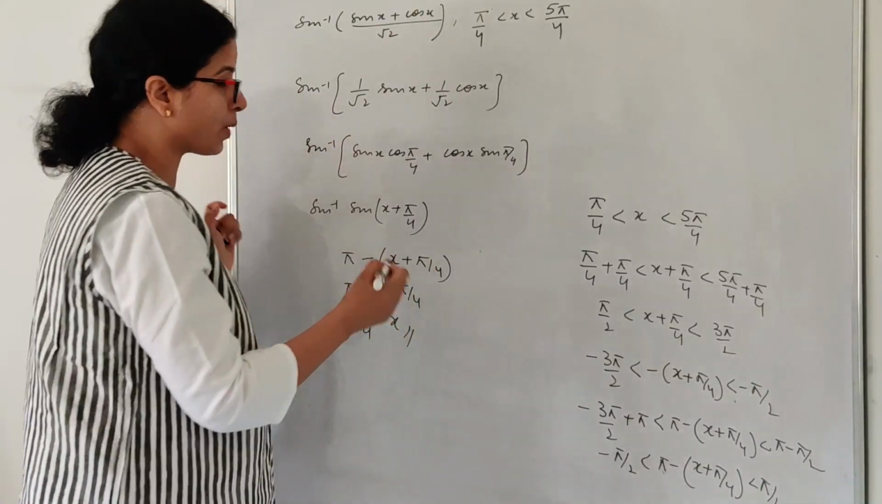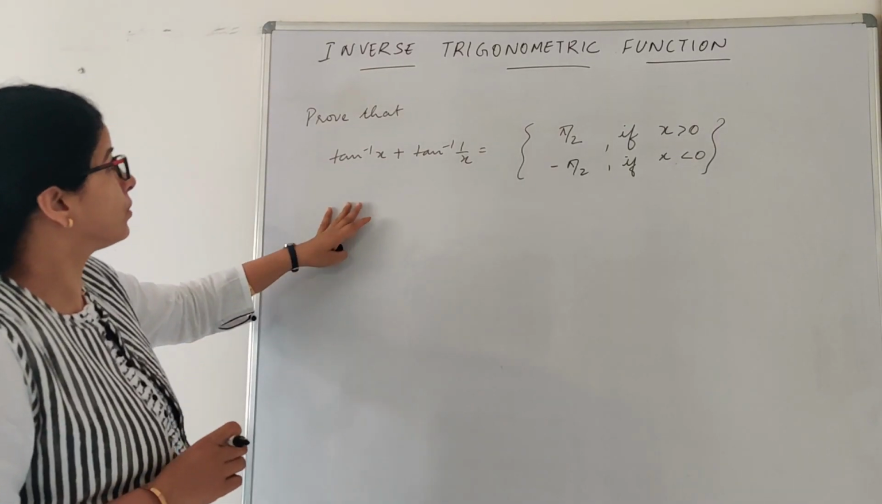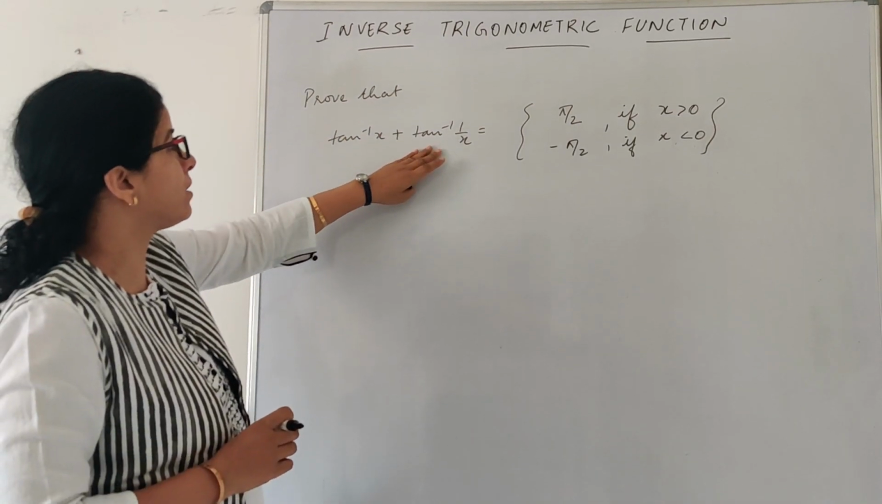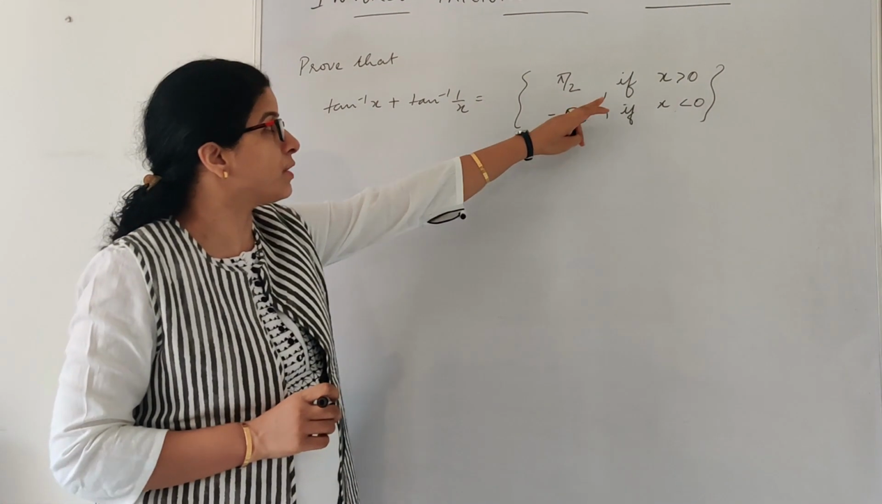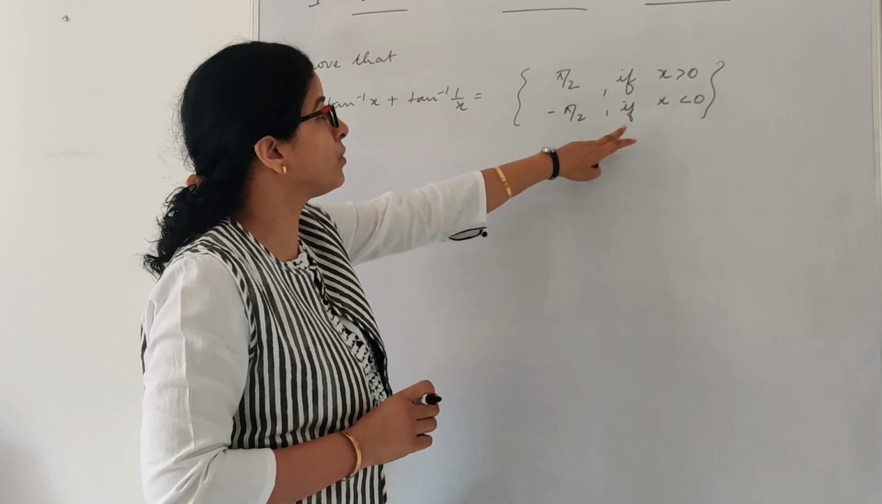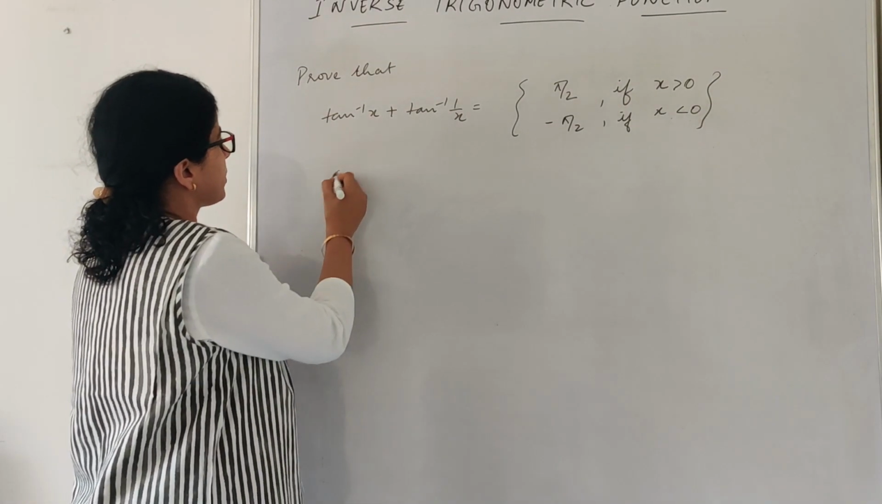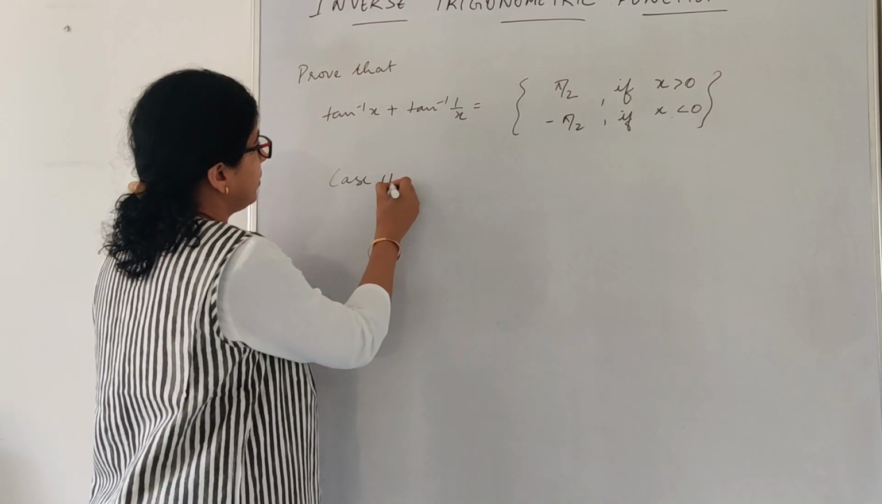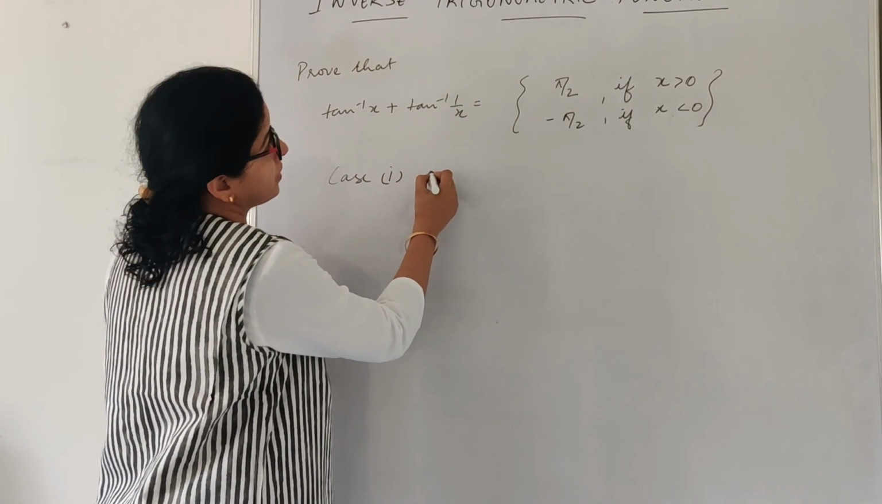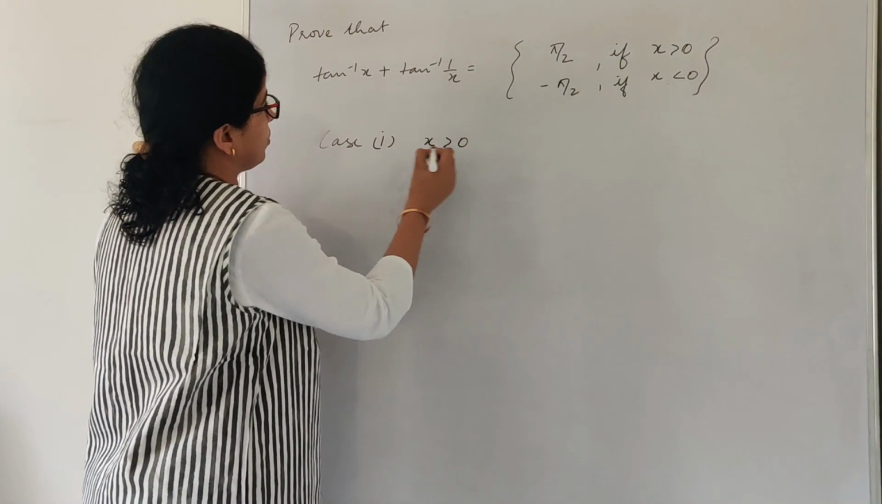So this is my required answer for this. Now we have the question: tan inverse x plus tan inverse 1 by x is equal to pi by 2 if x is greater than 0, and minus pi by 2 if x is less than 0. So now we will consider two cases. Case 1, when my x is greater than 0.